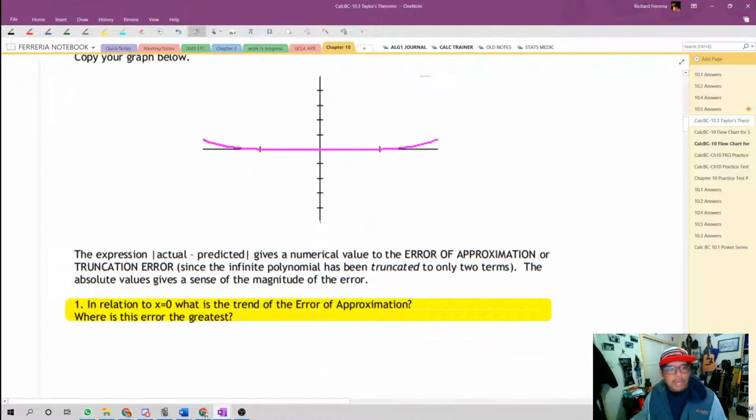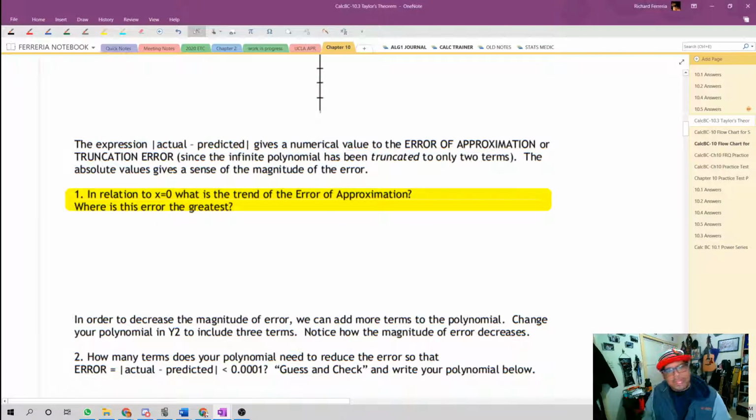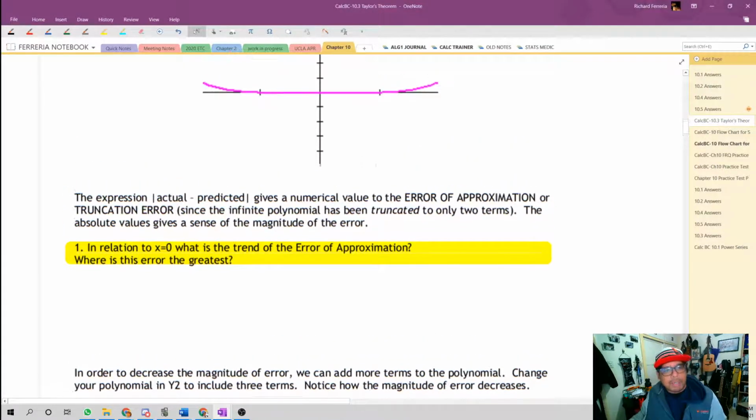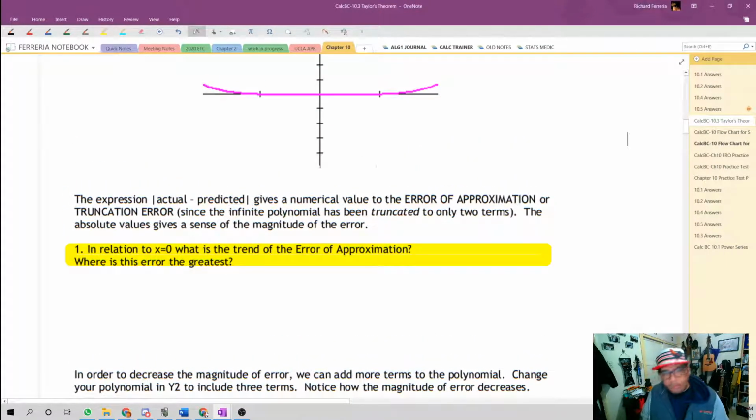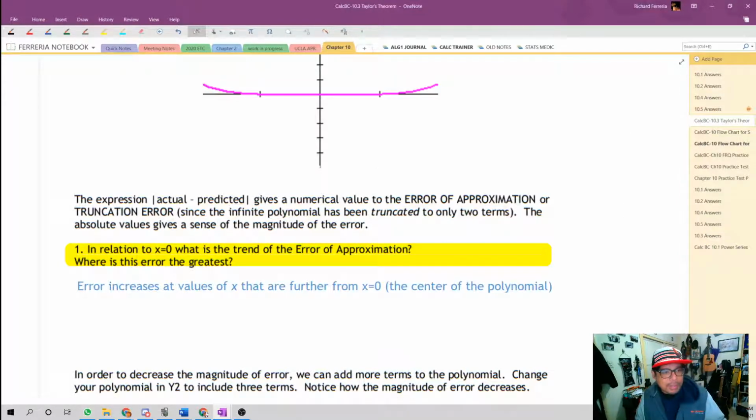So, in relation to x equals 0, what is the trend of the error of approximation? Where is the error the greatest? The error, as we can see in the graph, increases at values of x that are farther away from x equals 0, which happens to be the center of the polynomial. That is the actual pattern. The further you look from the center of the polynomial, the greater the error is going to be.